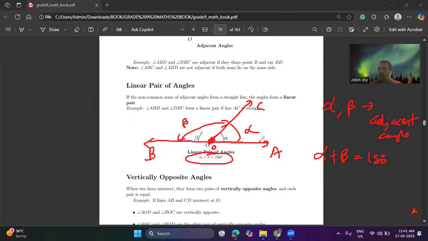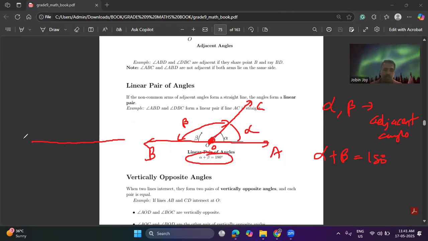When you add alpha plus beta, we already know it is called supplementary angles. And also when alpha plus beta is equal to 180 degree, we call this as linear pair of angles. That means this is a straight line.